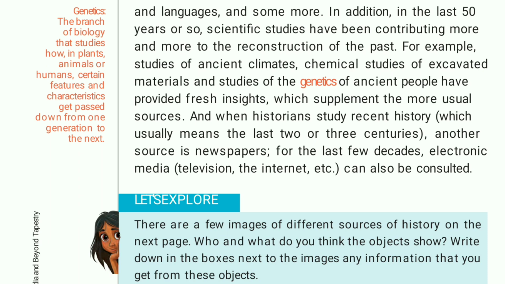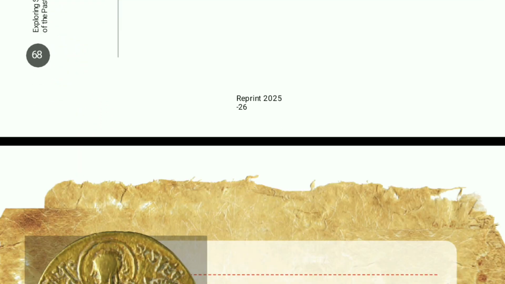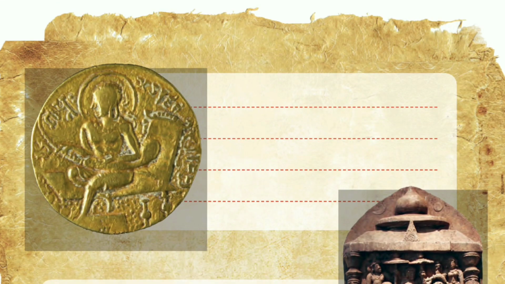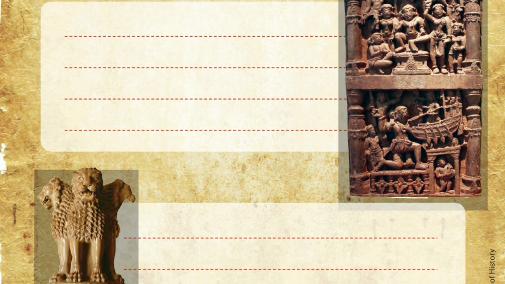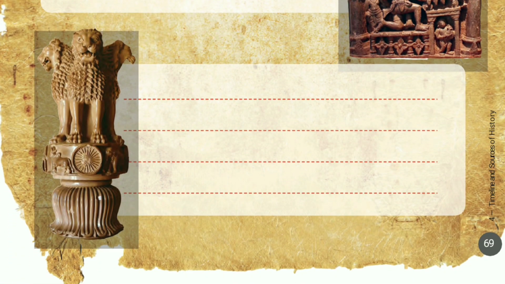Let's explore. There are a few images of different sources of history on the next page. Who and what do you think the objects show? Write down in the boxes next to the images the information that you get from these objects. Here is a coin and there are inscriptions, lion pillar.